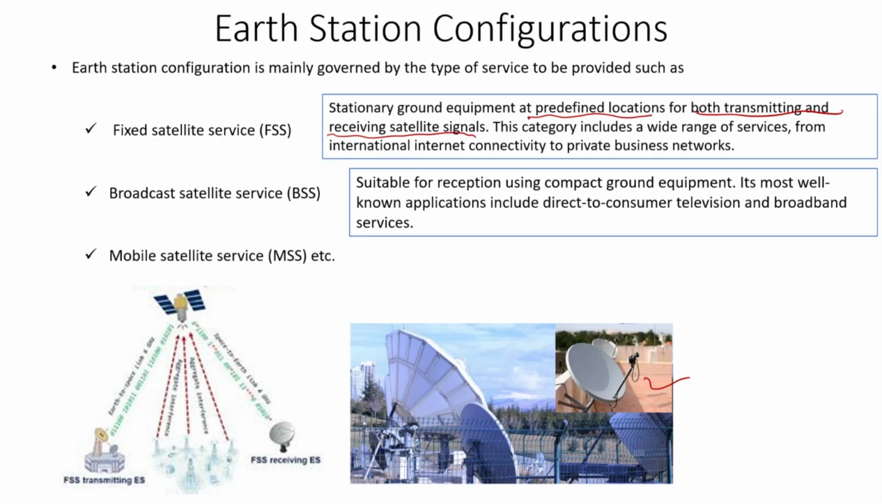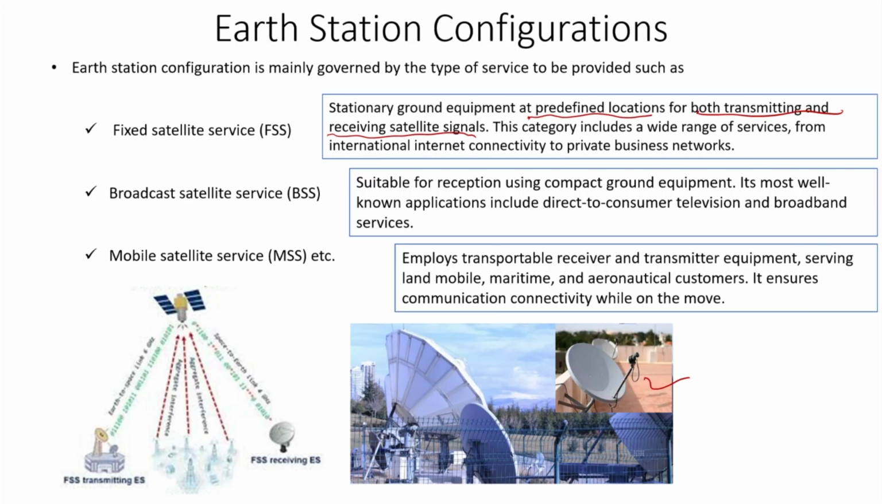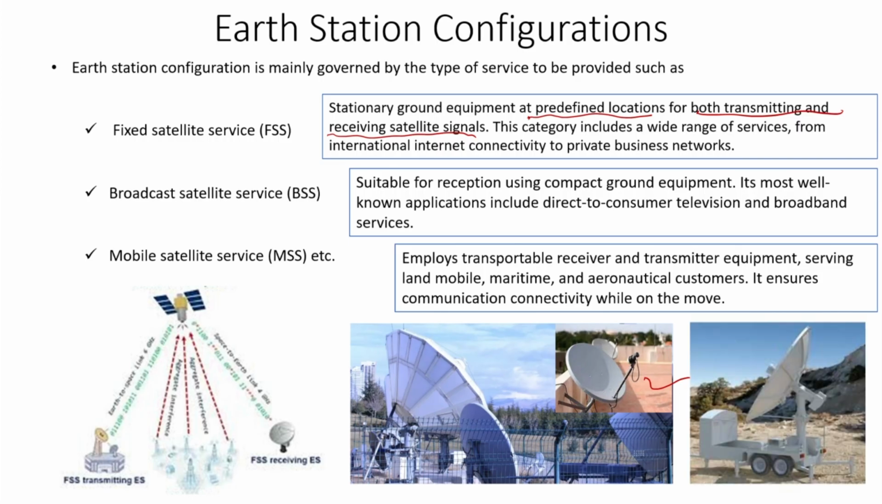The third one is mobile satellite service, MSS. What is MSS? MSS employs transportable receiver and transmitter equipment. It serves mobile users on the earth surface, on the sea, that is maritime applications, or on aircraft, that is aeronautical customers. So, it ensures communication connectivity while the users are on the move. You can see an earth station mounted on a vehicle.